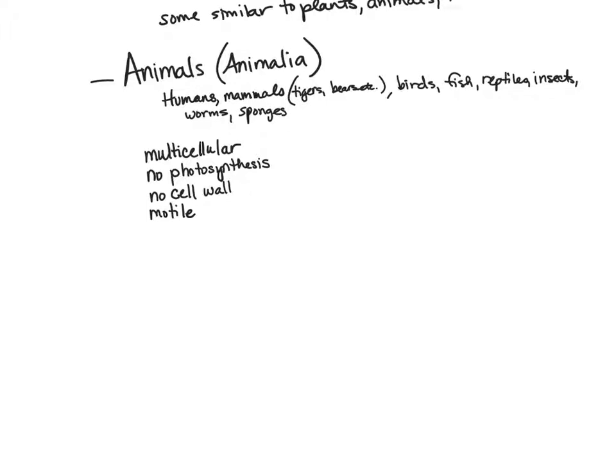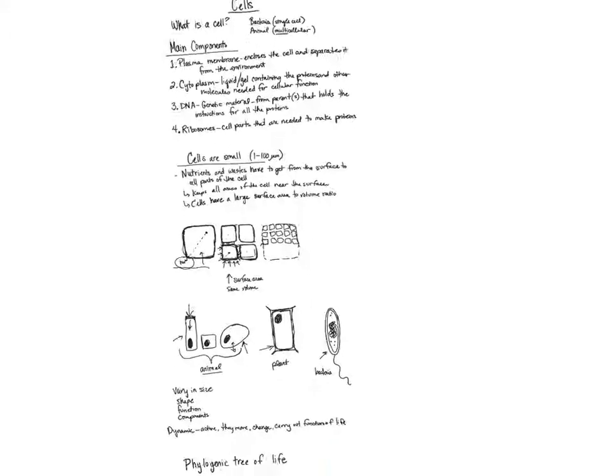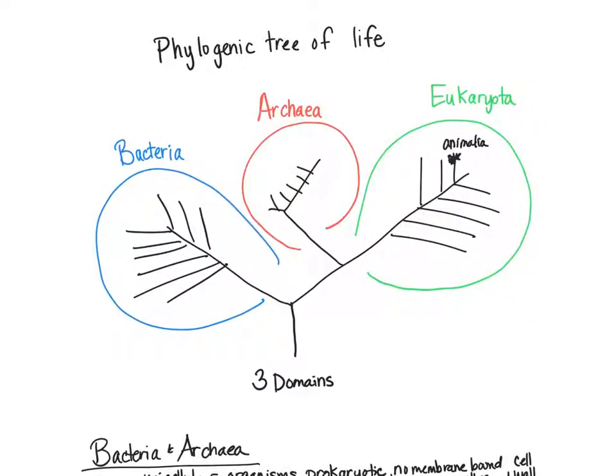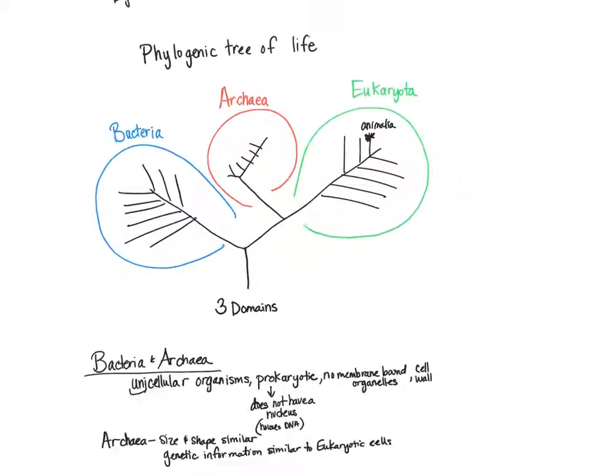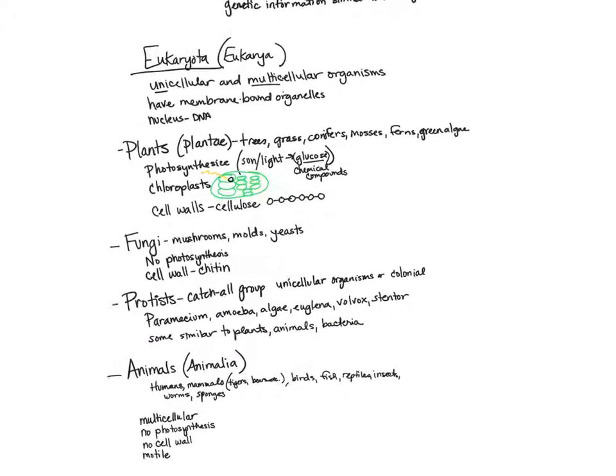So now that we've talked a bit about the different types of cells, we've started more general. We've talked about what a cell is and the main components of a cell. We talked about their size and why their size is the way it is, the different shapes and components. We talked about the phylogenetic tree of life, so you should know the 3 domains. You should know a little bit about the bacteria and archaea that we mentioned, and then eukaryota. And we've divided up into these kingdoms: the plant, the fungi, the protist, and the animals. And now what we're going to do is move on to the different types of organelles that we're going to see in eukaryotic cells specifically.